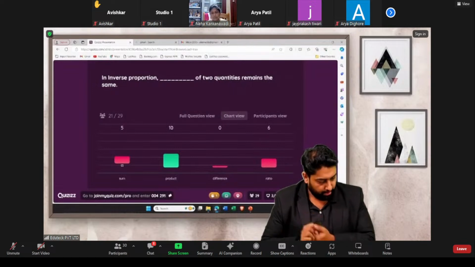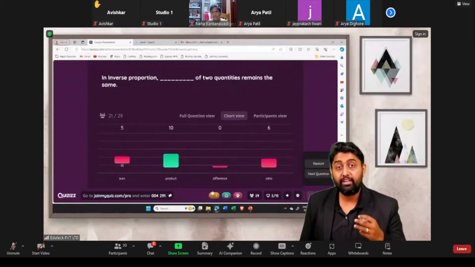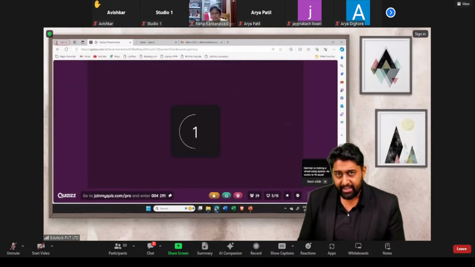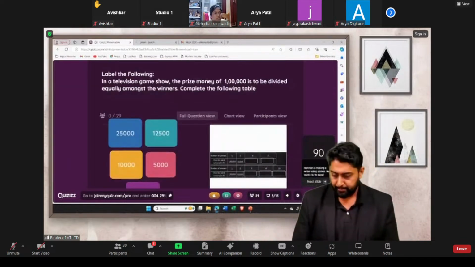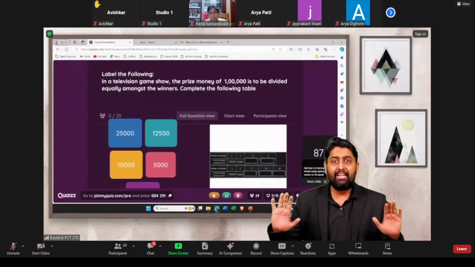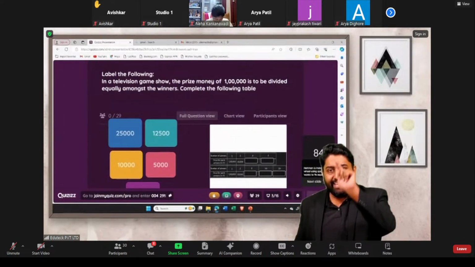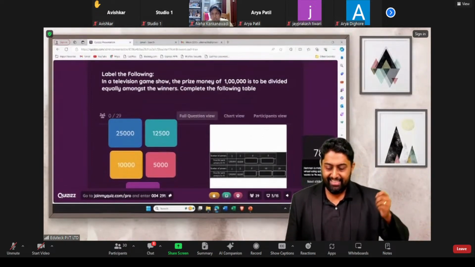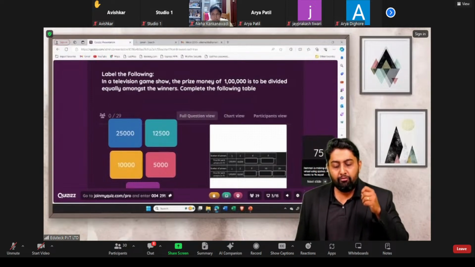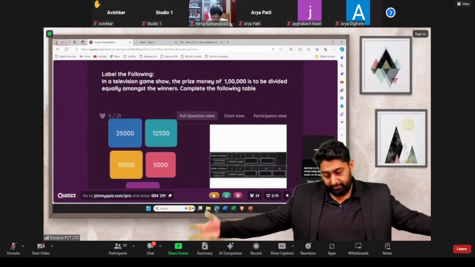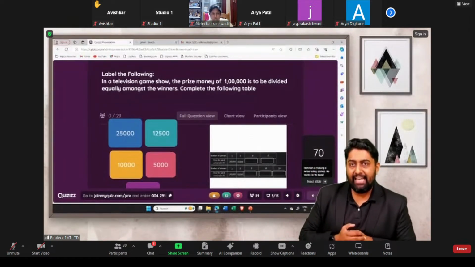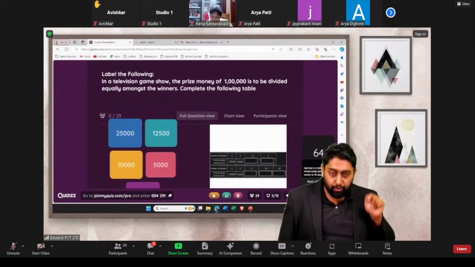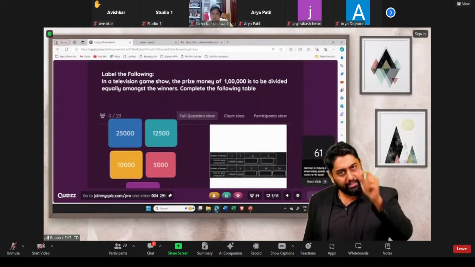Okay, sure. Let's see what the third question says now. 3, 2, 1, and here you go on your screens. What you need to do, relax yourselves, select an option, and place it on the blank that you feel would be the correct answer. It says in a television game show, the prize money of 1 lakh rupees is to be divided amongst the winners. So we need to complete that entire table. After you paste your options, make sure you click on the submit option.